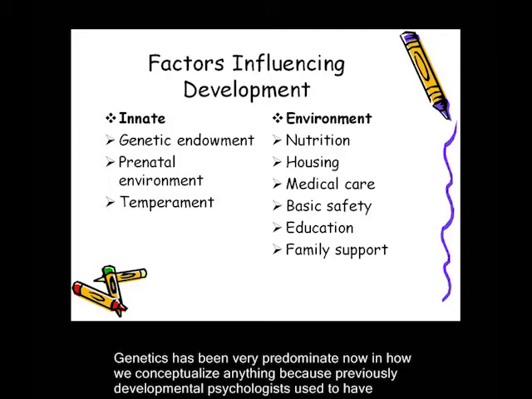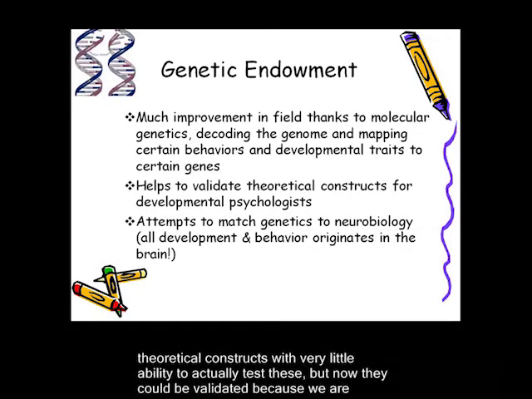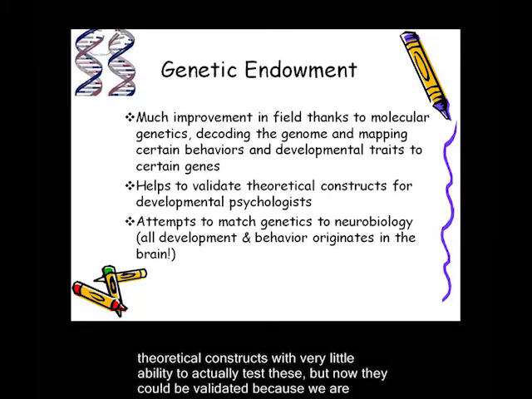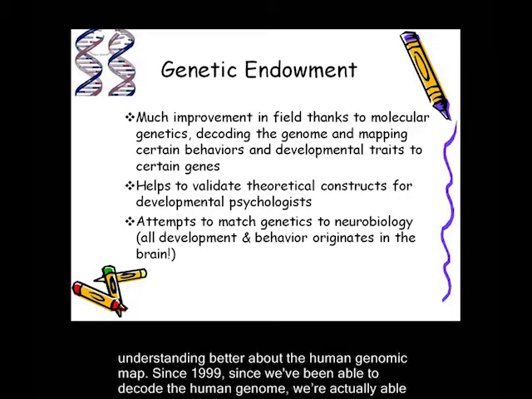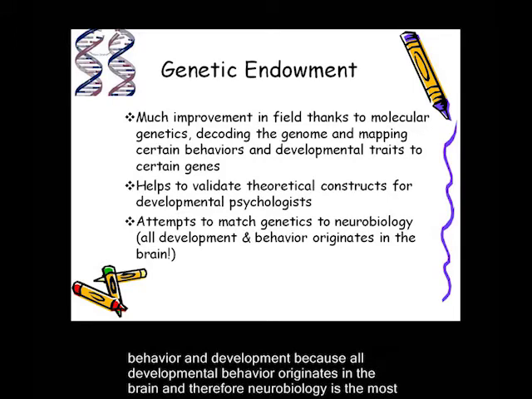Genetics has been very predominant now in how we conceptualize anything because previously developmental psychologists used to have theoretical constructs with very little ability to actually test these, but now they could be validated because we're understanding better and better about the human genomic map. And since 1999, since we've been able to decode the human genome, we're actually able to map certain behaviors and developmental traits to certain genes. And so we can use neurobiology and genetics to help explain behavior and development, because all development and behavior originates in the brain, and therefore neurobiology is the most important.